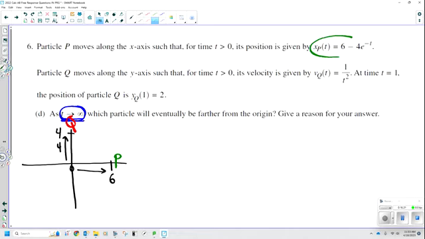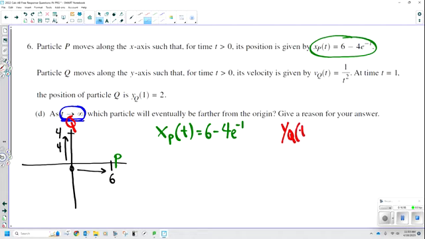They give us the position for particle P right here. So x of P with respect to time is 6 minus 4e to the negative 1. All right? And for 6c, we just figured out what the position for Q was. Okay? So there was a reason we had to do that. So on the y-axis for Q at time t, that was negative 1 over t plus 3.